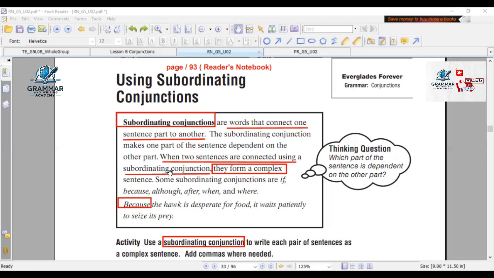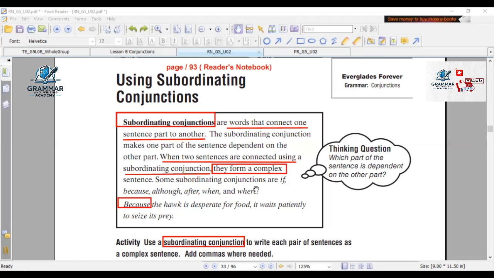I'm going to explain this lesson, by the way. It will be in the example. The other one that has a complete thought is called an independent clause. So here, subordinating conjunctions are words that connect one sentence part to another. And the subordinating conjunction makes one part of the sentence what? Dependent on the other part. I'm going to explain this part, not right now. When two sentences are connected using a subordinating conjunction in this way, you have what? A complex sentence. This is very, very important here.